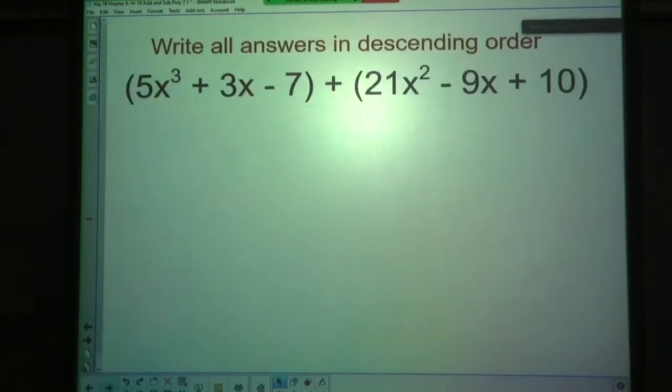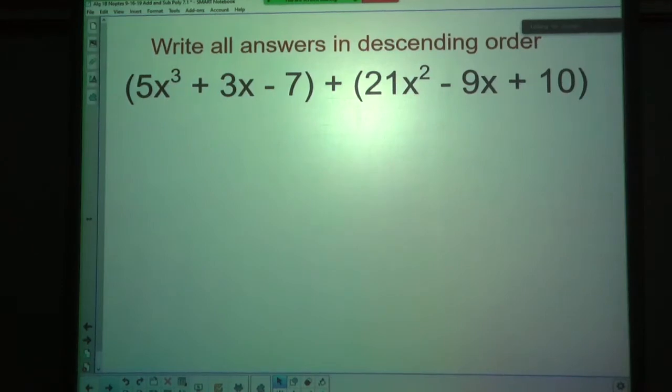All right, here's the next thing. This is adding polynomials, but I'm adding a little part to it, and that's called writing the answer in descending order. Now, descending order refers to the variable's exponent, not the coefficient.